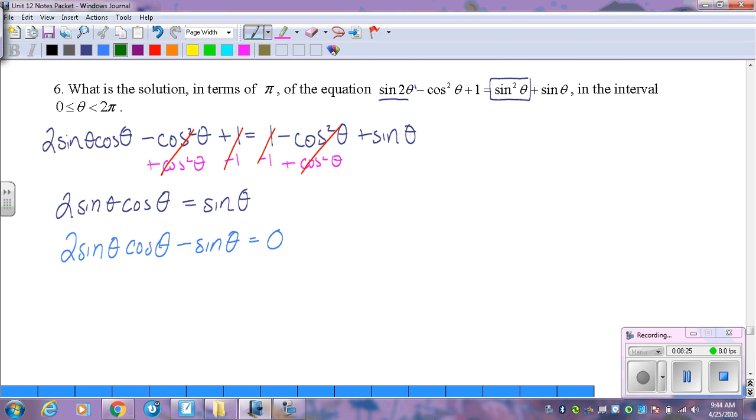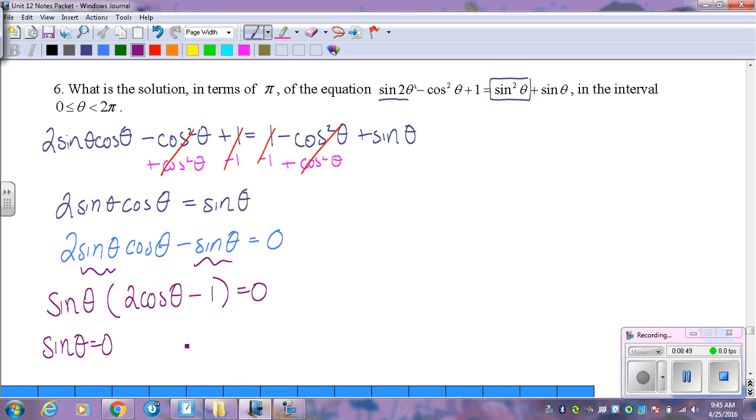Now remember, just as you can factor, as you can use inverse operations, you can also take out a GCF. So if you'll notice in this question, we have a GCF of the sine of theta. So I'm going to take out the sine of theta. That's going to leave me with 2 cosine theta minus 1. Now it's okay that I have two different functions here because I can set the sine of theta equal to 0. And I can also set 2 cosine theta minus 1 equal to 0.